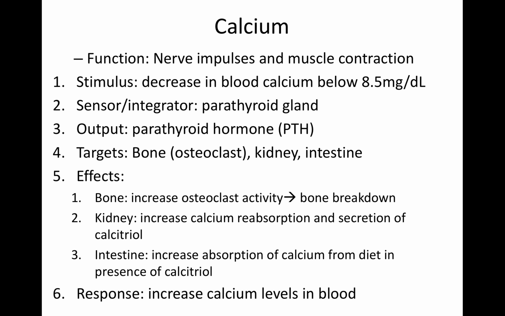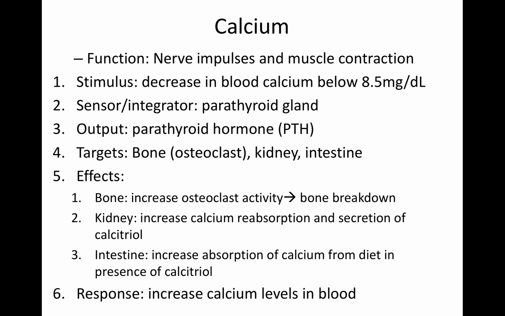The parathyroid gland is located behind, in the posterior aspect of the thyroid gland, which is a butterfly-shaped gland right underneath your thyroid cartilage around your neck. Now, when your sensor or integrator, the parathyroid gland, notices the drop in blood calcium, it's going to release a hormone called parathyroid hormone, which we usually shorthand to PTH.